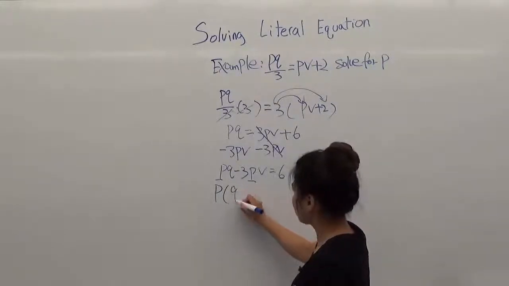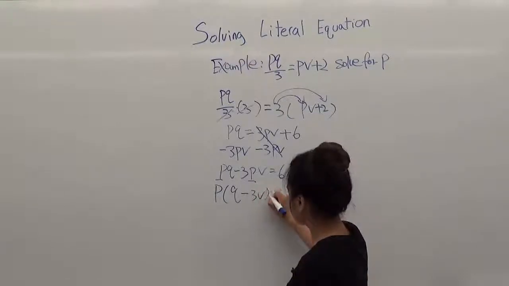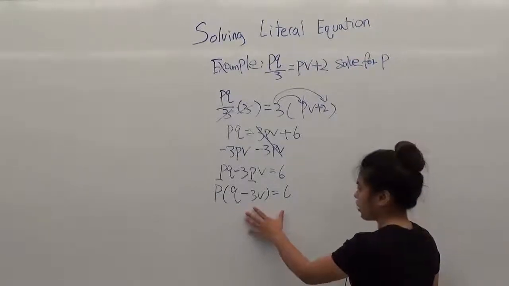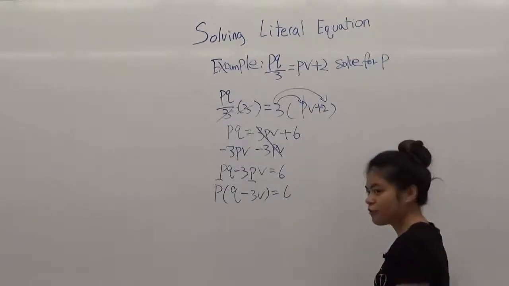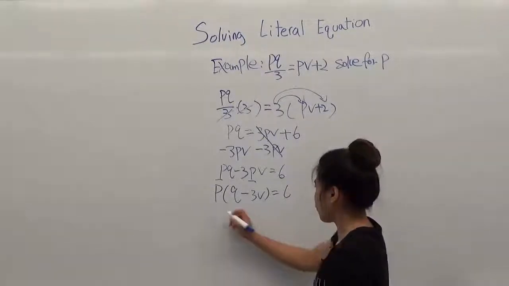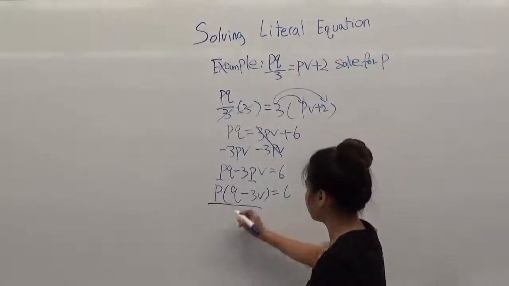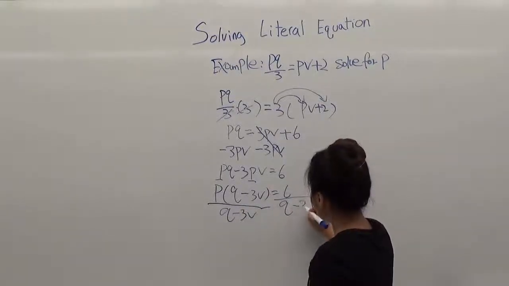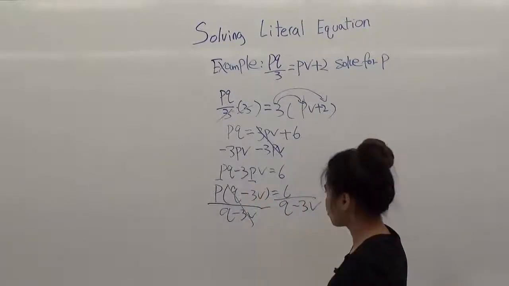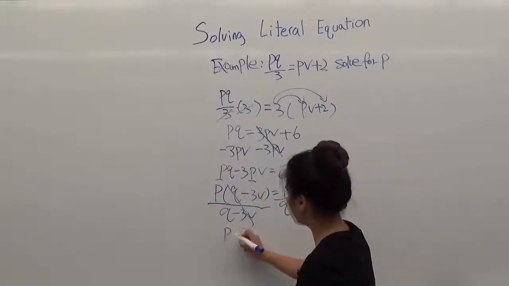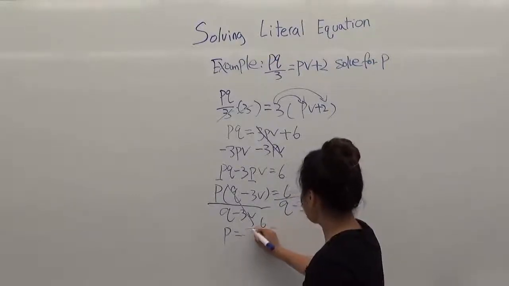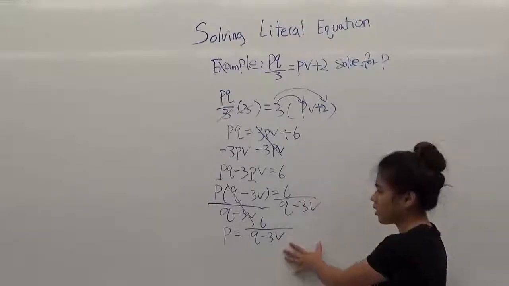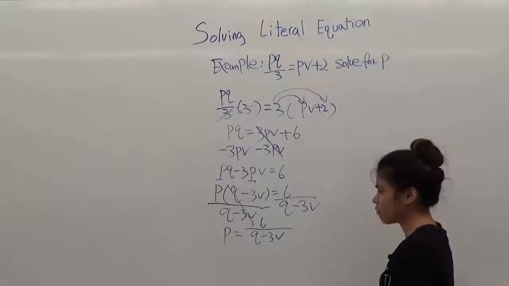Then we're left with q minus 3v equals 6, and the p has been multiplied by q minus 3v inside the parentheses. So by doing the inverse operation, we need to divide by q minus 3v on both sides. Then these two terms are going to be cancelled out, and we're left with p equals 6 over q minus 3v. But this part is not done yet because we need to simplify more.